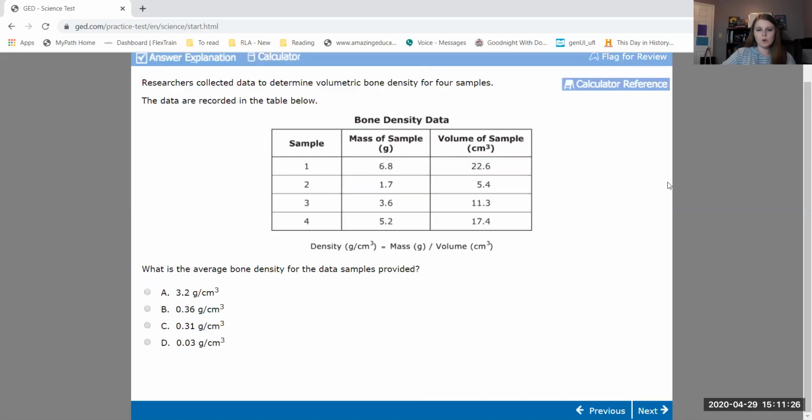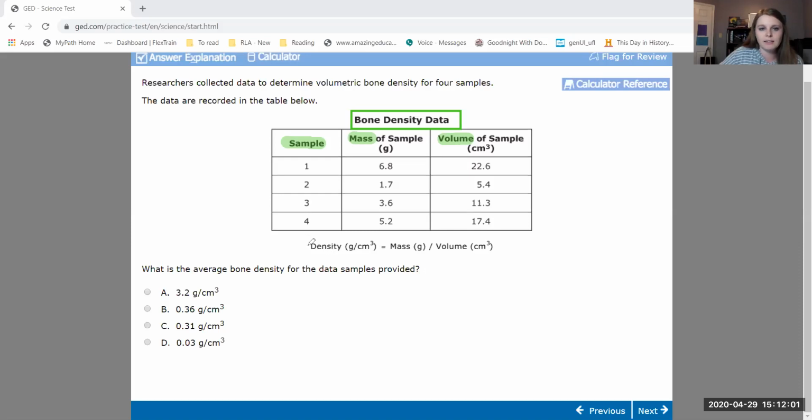All right, last question, question number 10. Again, we have a nice little chart here. Let's read the title, Bone Density Data. And I noticed the titles for each section. We have sample, 1, 2, 3, 4, nothing much there. Mass and volume. Okie dokie, let's read. Researchers collected data to determine volumetric bone density for 4 samples. The data are recorded in the table below. What is the average bone density for the data samples provided?